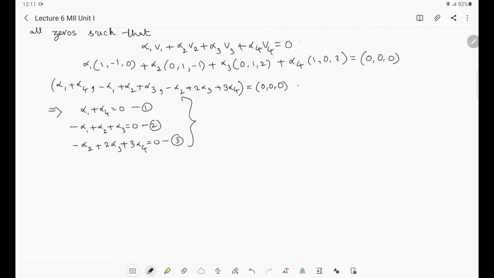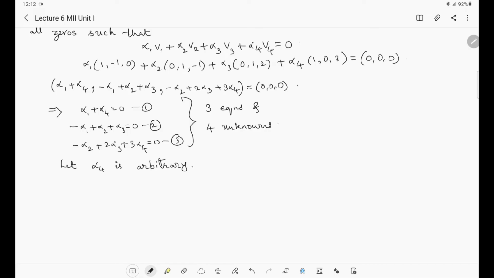We got three equations, but how many unknowns are there? Alpha 1, alpha 2, alpha 3, alpha 4: 4 unknowns and 3 equations. To determine 4 unknowns, we need 4 equations. If we want to determine 3 unknowns, we need 3 equations. But here 4 unknowns are there and only 3 equations. So out of these 4 unknowns, 1 unknown should be taken as arbitrary. I am going to consider alpha 4 as arbitrary. Arbitrary means it can be anything.